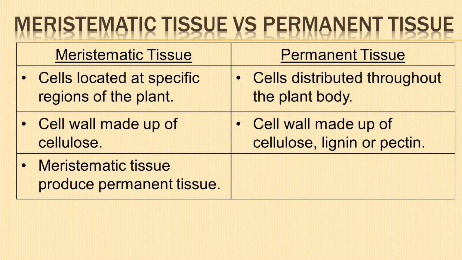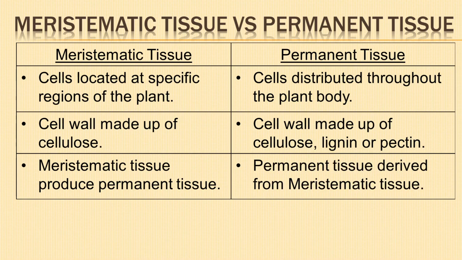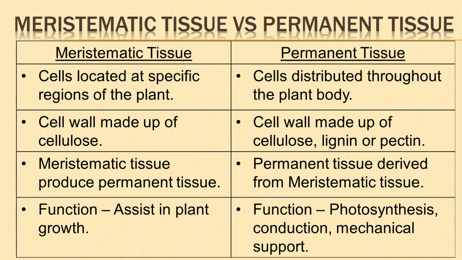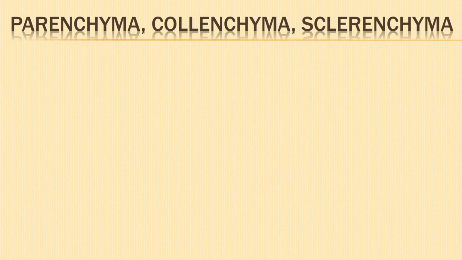Meristematic tissue produce permanent tissues. Permanent tissues are derived from meristematic tissue. Function of meristematic tissue is to assist in plant growth. Photosynthesis, conduction, and mechanical support to the plant are the functions of permanent tissue. Now, we shall study the differences between parenchyma, collenchyma, and sclerenchyma.